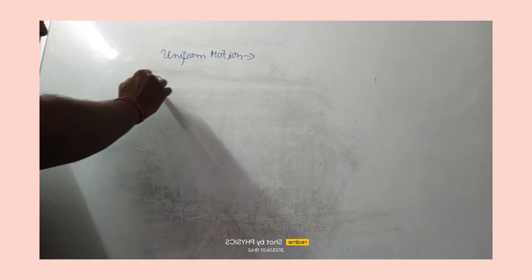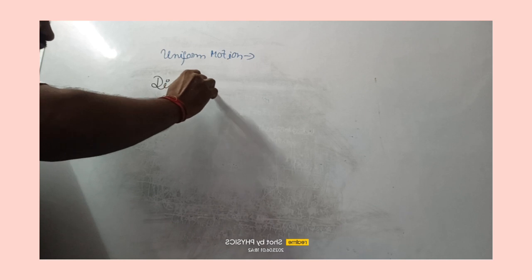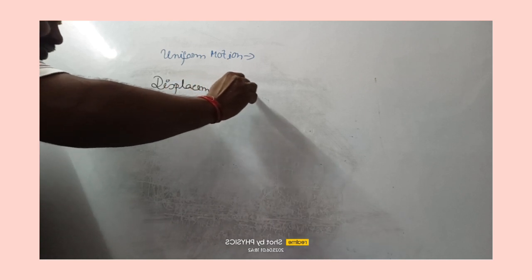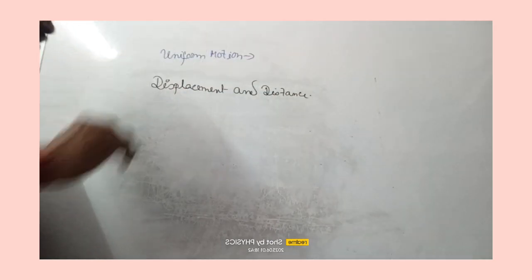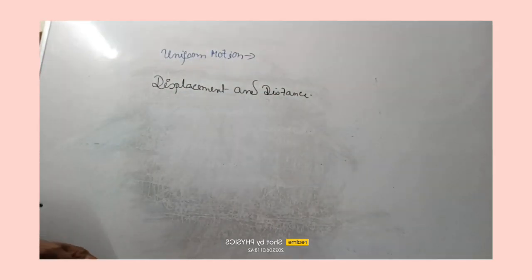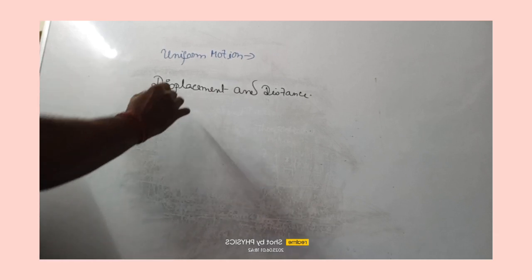Next topic is displacement and distance. Displacement and distance, two are the physical quantities. We have already studied about that. Now we represent it in a different way.